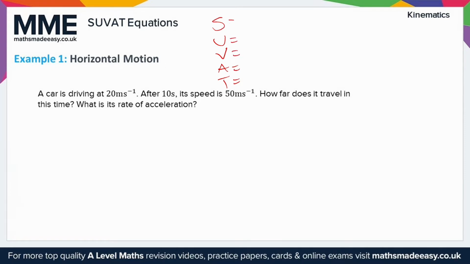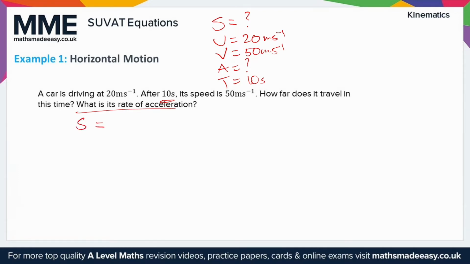Okay, so how far does it travel in this time? So we don't know that yet. So displacement, we're not sure. It's driving at 20 meters per second, and then after 10 seconds, its speed is 50 meters per second. So the initial velocity must be 20 meters per second, and then the final must be 50 meters per second. So then t we'll just set equal to 10 seconds. And then also we want to find its acceleration, so I'm just going to put a question mark next to that. Okay, so the first thing I would do then, we're going to try and find s.